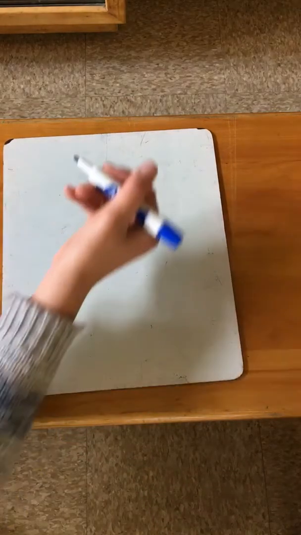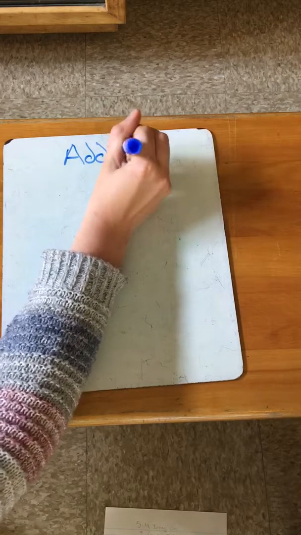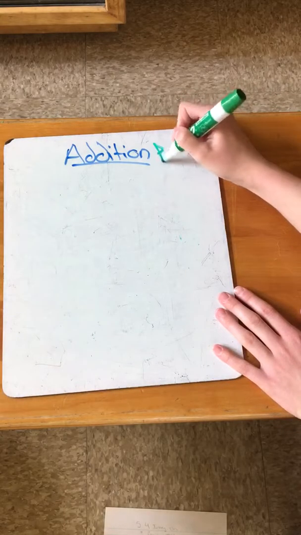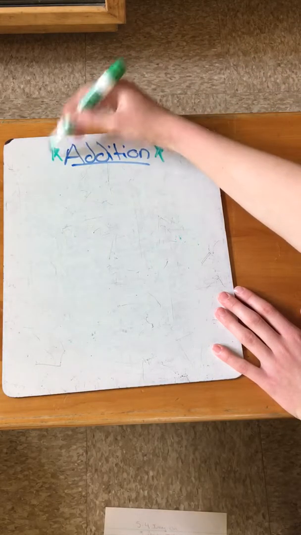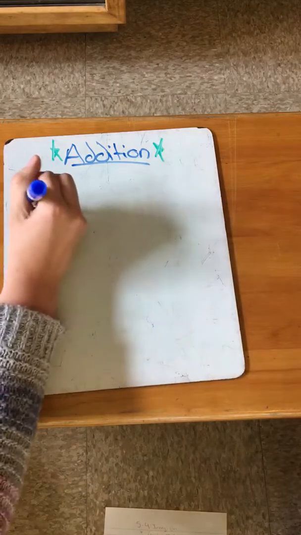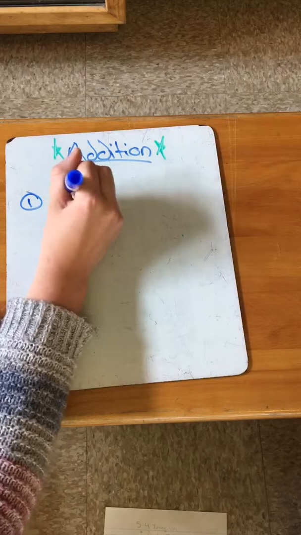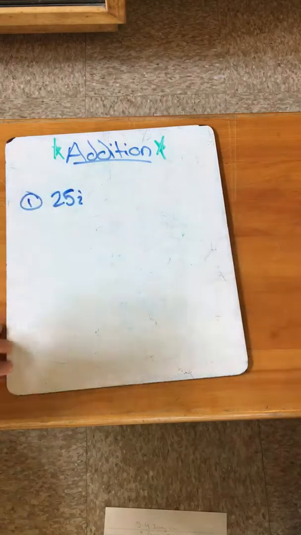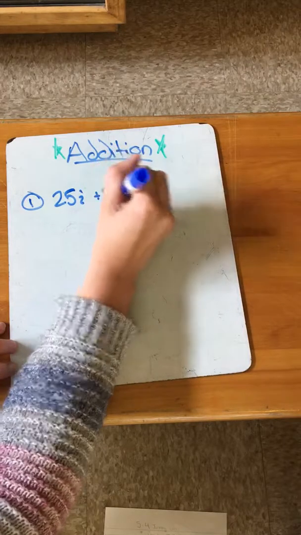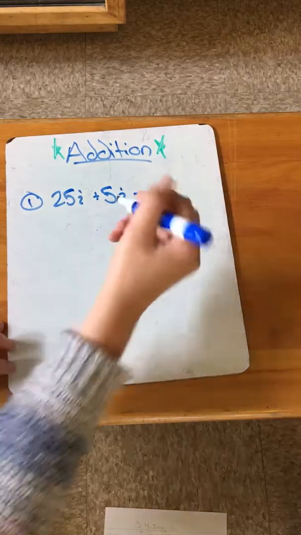Now let's move on to addition. Let's start with an example. Let's say 25i plus 5i minus 53.